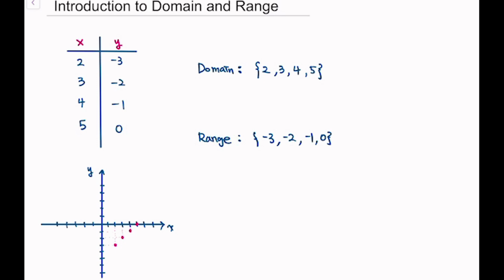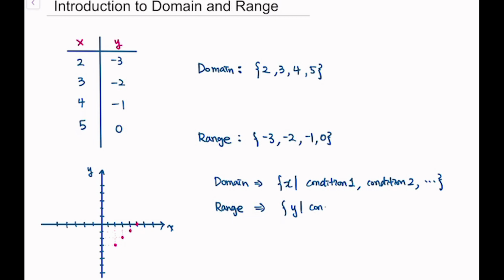For the domain, they have a general form of {x | condition 1, condition 2}, and if you have more conditions, you can add on. For the range, we can say {y | condition 1, condition 2}. Again, you can add as many conditions as you need.